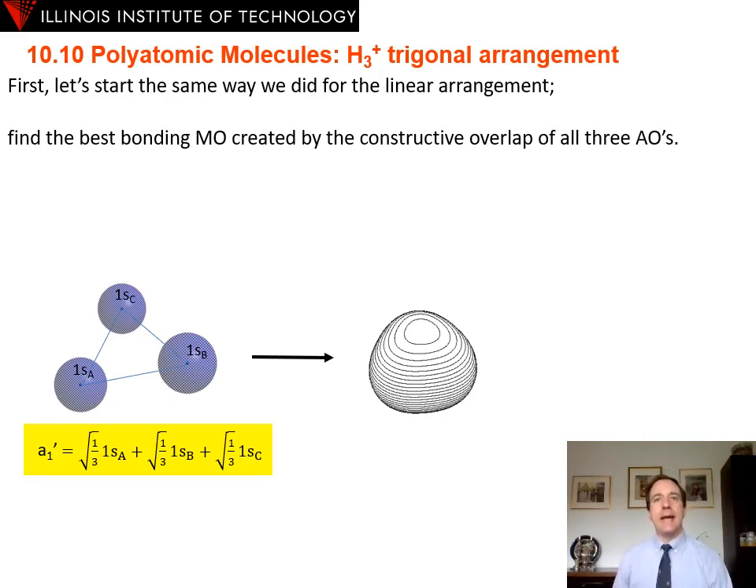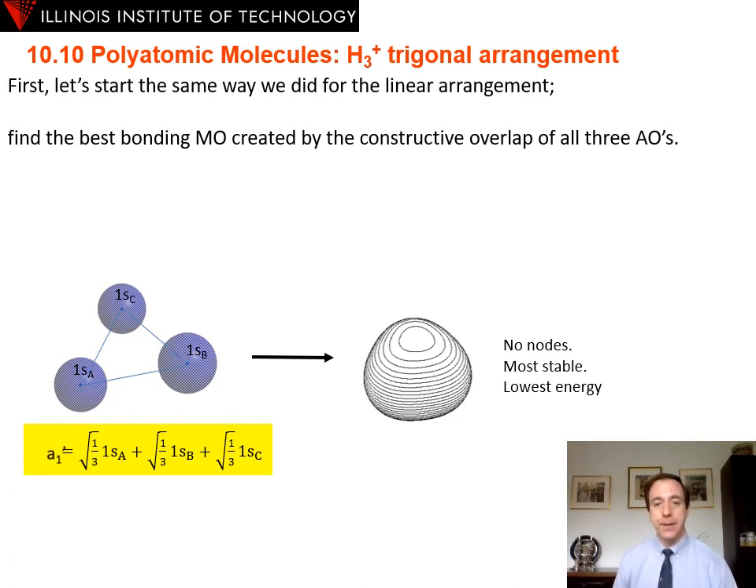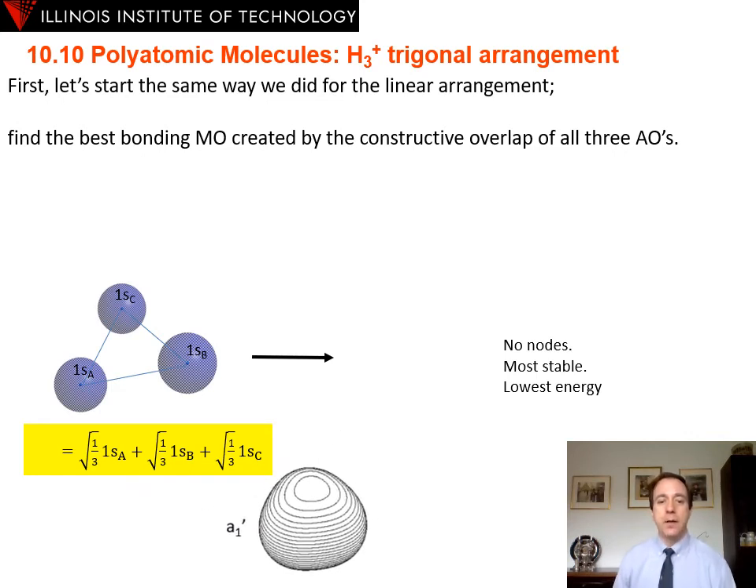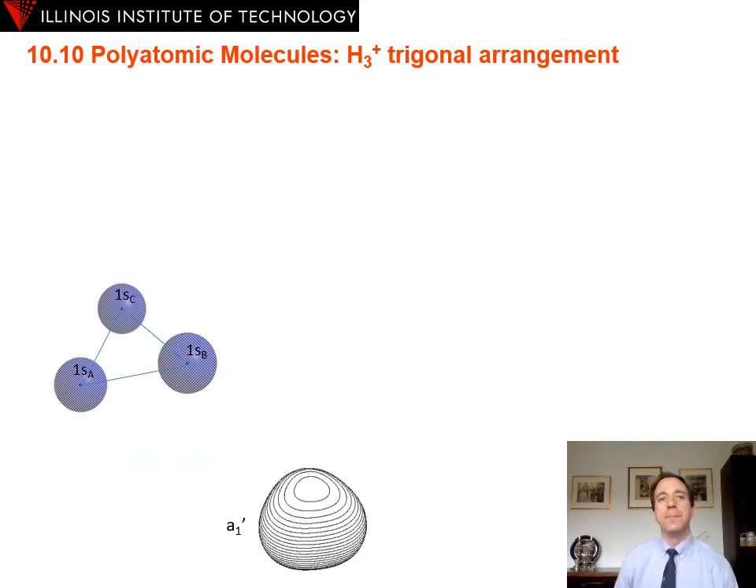That is a calculated computer-generated surface plot of a 3-dimensional object. It's the wave function of all 3 of those things combined, sitting right on top of each other. So again, it has no nodes. It is the most stable arrangement, just like in the linear arrangement, and it's going to be the lowest in energy. So that is our A1 prime orbital. We'll put that down there, and we'll erase the board.